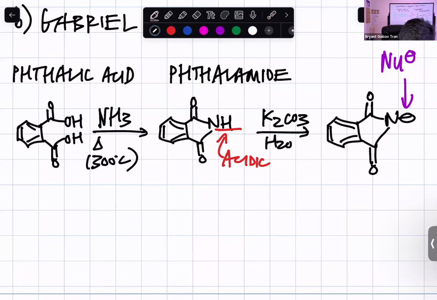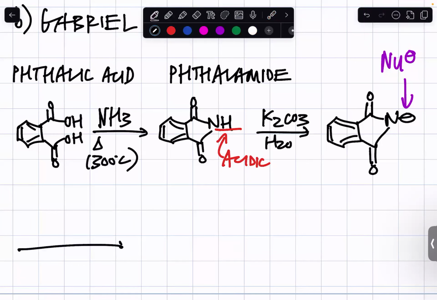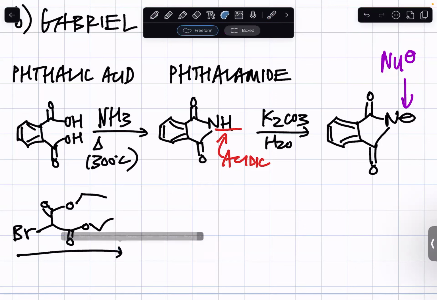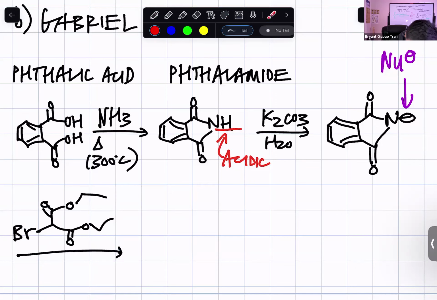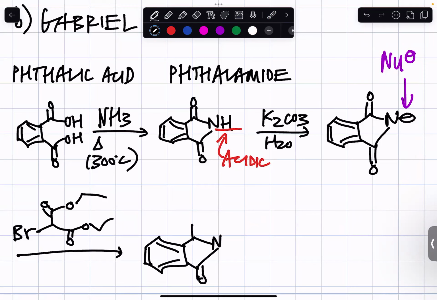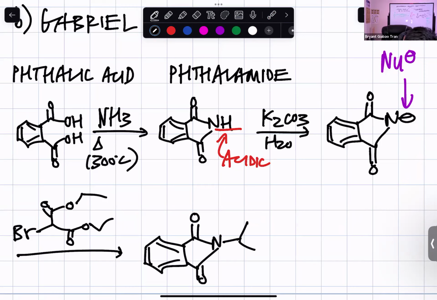So here, I'll show you what I mean by that. It's going to be that good leaving group right there, and that good leaving group is alpha to two carbonyls, where those two carbonyls are esters, like this. If we were to attack this carbon here and kick out the bromine, we are going to get this structure here. I'm just going to do the reaction for you, and then show you the purpose of each reaction, why we added this specific reagent. And that's going to add this group to the phthalimide.